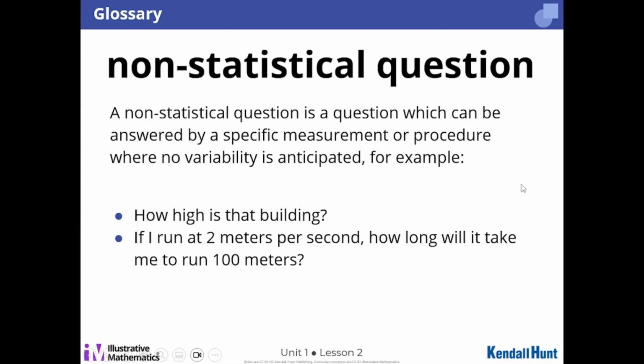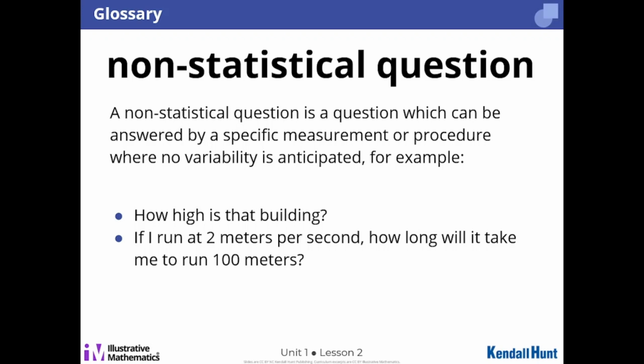Our next term is non-statistical question. A non-statistical question is a question which can be answered by a specific measurement or procedure where no variability is anticipated. For example, if I ask how high is that building, there is one correct answer. So there will not be any variability in the responses I get.